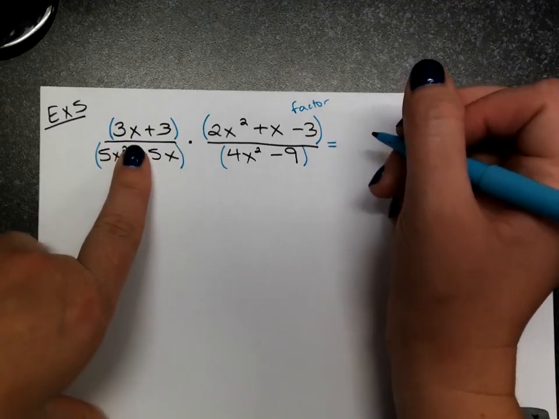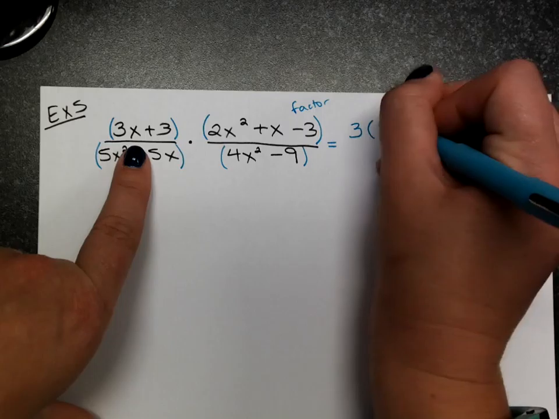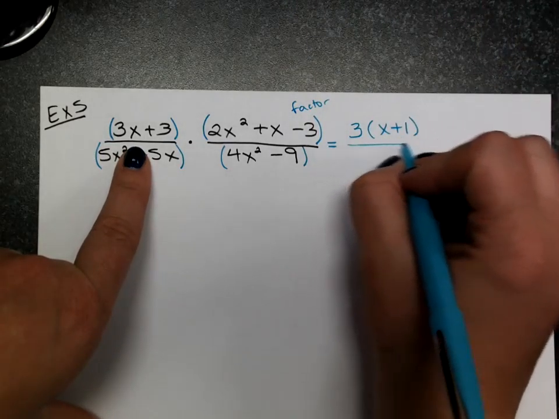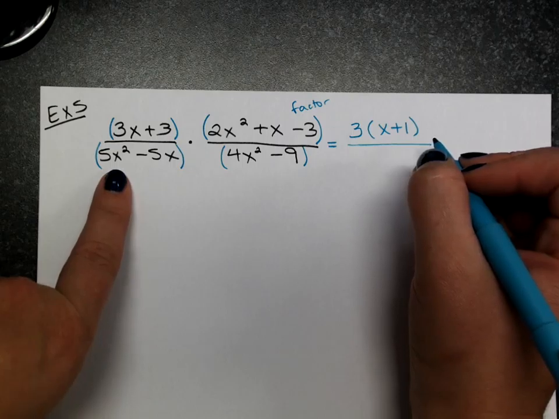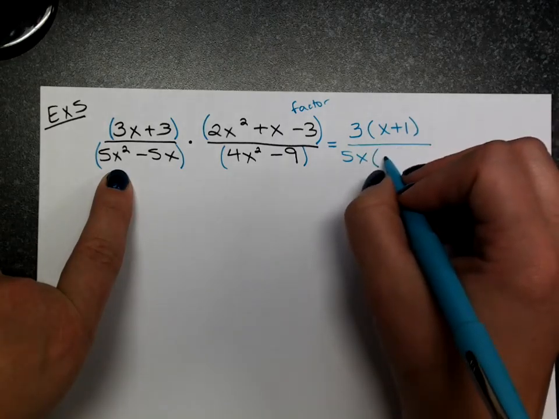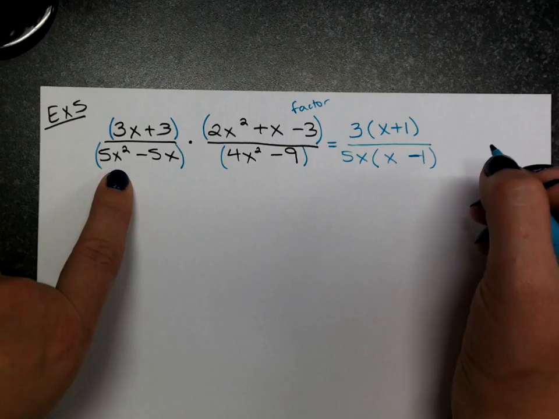If I look at the top of the first term, I see a GCF of 3. That leaves me with x plus 1. Just that one piece. If I look at the bottom of the first one, 5x squared minus 5x, I can take out a 5x. That leaves me with x minus 1. One thing at a time.